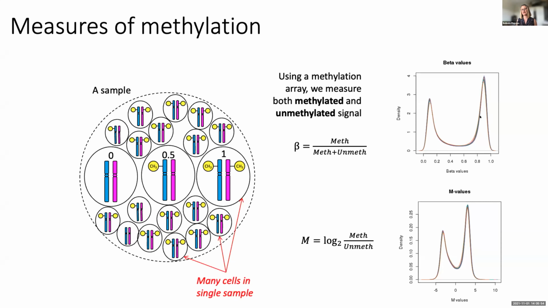But we also tend to analyze what we call M values. So we tend to do statistical analysis on the log2 ratio of the methylated to unmethylated signal, as this value tends to have better statistical properties.